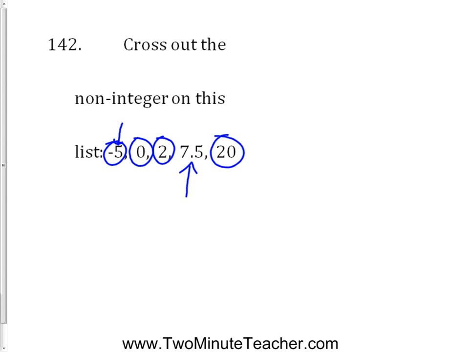Anything that's got a decimal or a fraction, that's a non-integer, okay? So this is not an integer here. And you've got to be careful with saying that because I can write this as a fraction, 5/1. But that's an integer. Why? Because it doesn't have to be written as a fraction. It can be written as an integer, as a whole number.